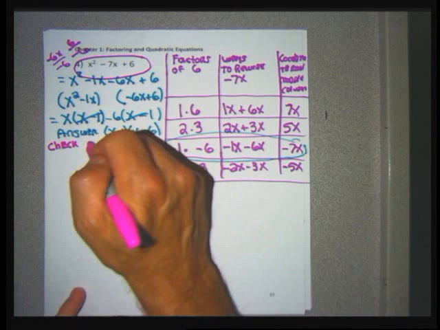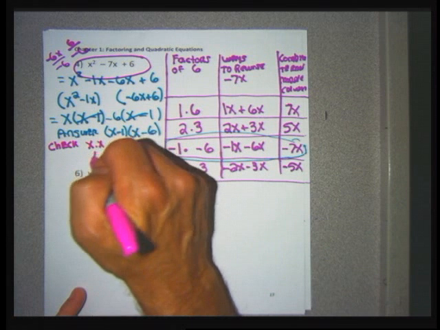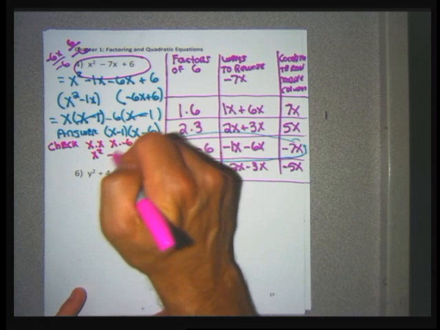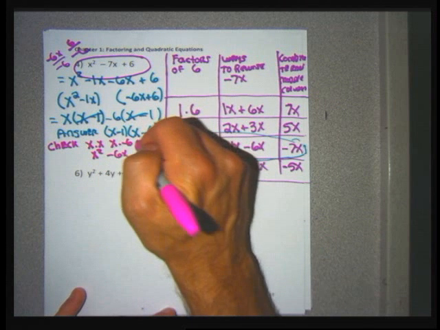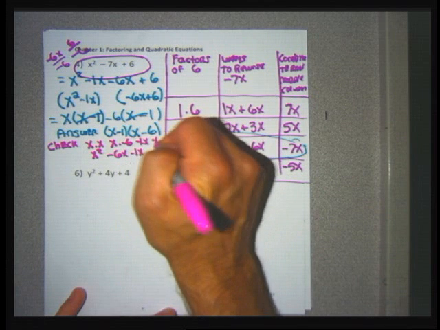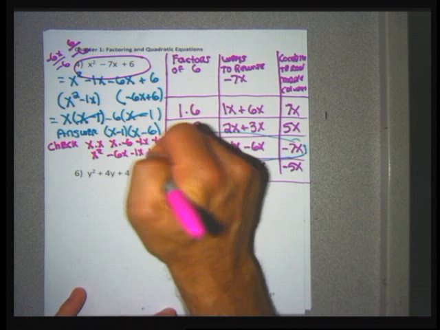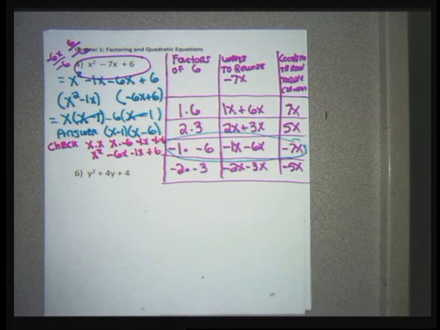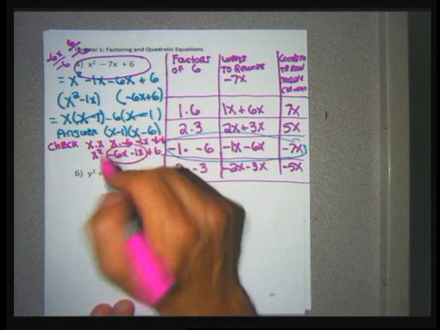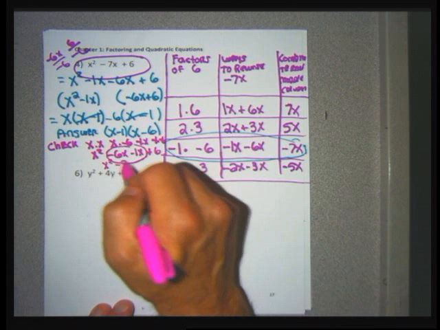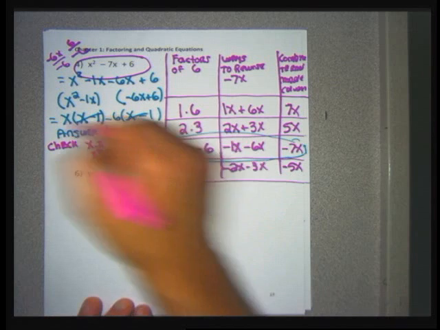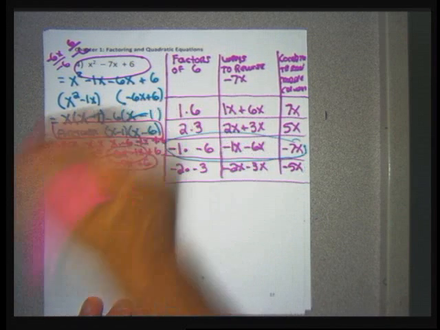So I'm going to do firsts in my checking, which are x times x, which is x squared. Outers in my checking, which is x times minus 6, which is a minus 6x. Inners in my checking are minus 1 times x, which is a minus 1x. Lasts in my checking, minus 1 times minus 6. The two negatives multiply to be a positive, and I get a positive 6. The outers and the inners combine. Because the numbers have the same signs, I add them and keep them negative. So I'm going to get x squared minus 7x plus 6, which is identical to the original problem, so I know this thing that I said as an answer is correct.